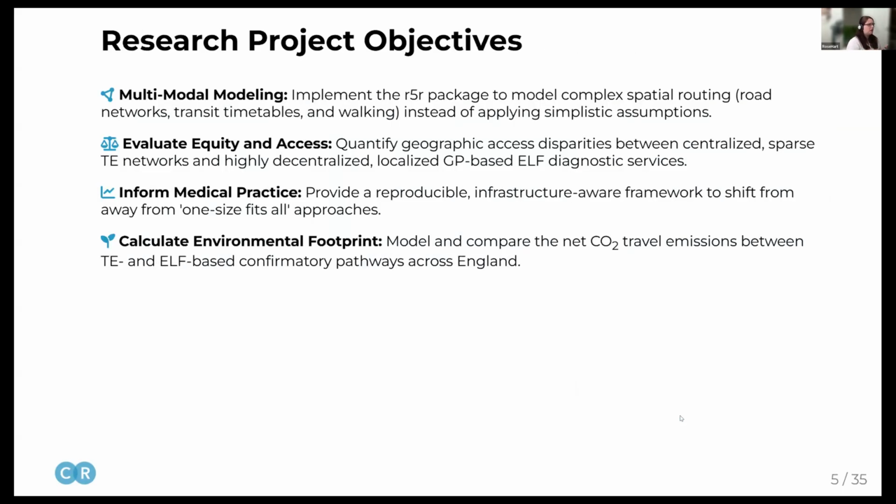So what we wanted to do in this project was implement the R5R package to model this complex spatial routing. This will include road networks, public transport, walking and bike modes, instead of just applying simplistic assumptions. We wanted to use this to evaluate equity and access for these diagnostic pathways, to quantify geographic access disparities between the centralized TE network and the localized GP diagnostic service, and use this to inform medical practice.